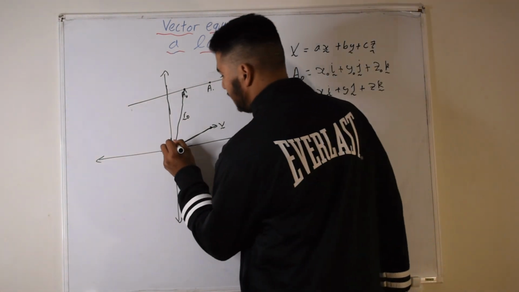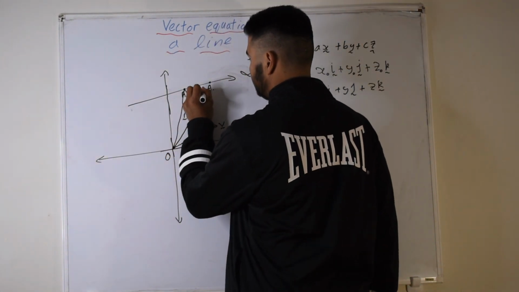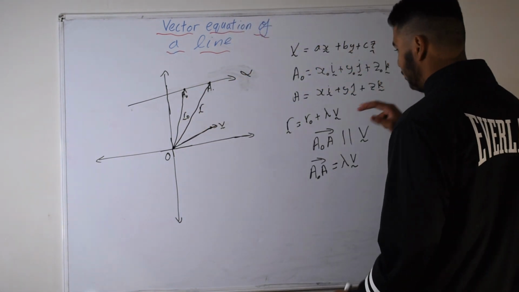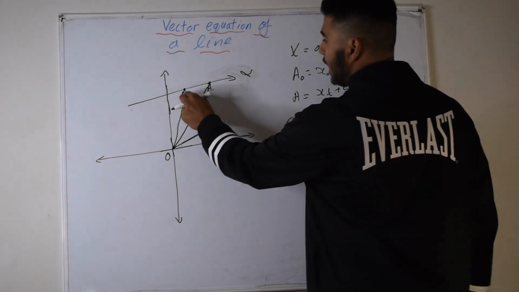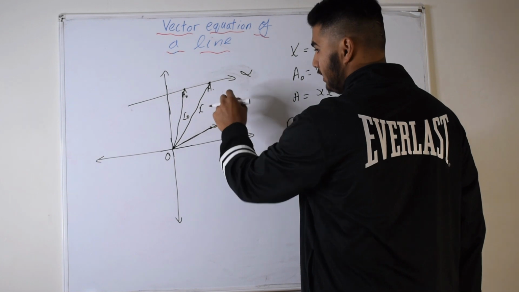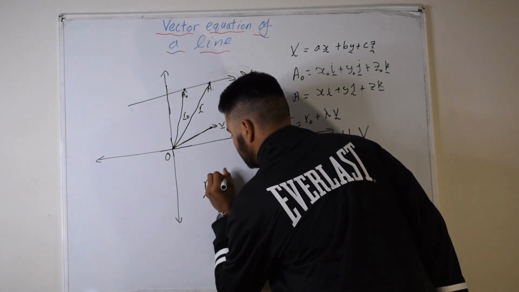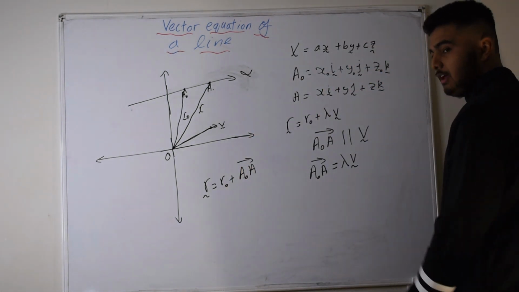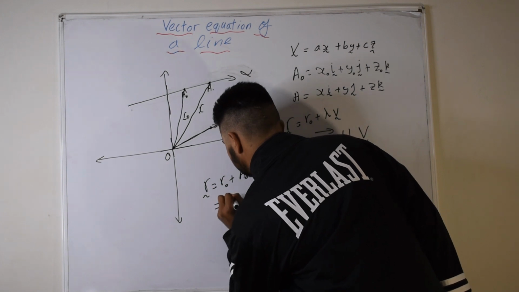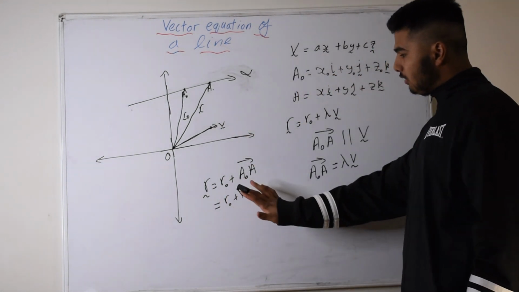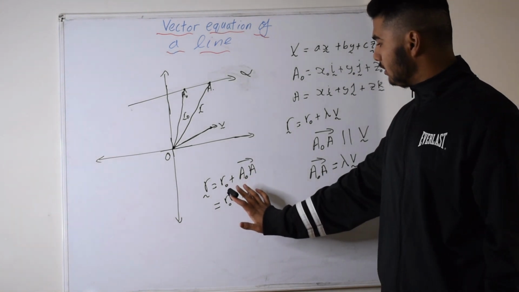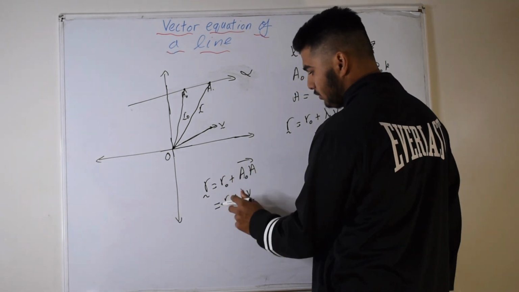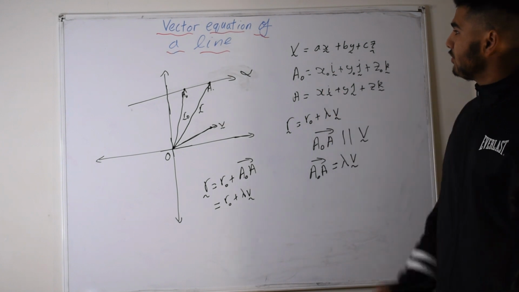And we know that this is going to be r. This is the vector equation of a line. That is vector r. R initial is vector r initial. Therefore, we get r initial plus A initial A. So r then equals r initial plus A initial A, but in this case A initial A is lambda v. So that is where the vector equation of a line comes from: vector r equals r initial plus lambda v, which is demonstrated over here.